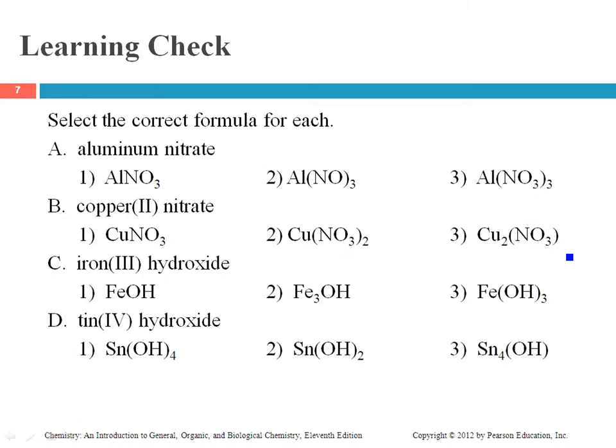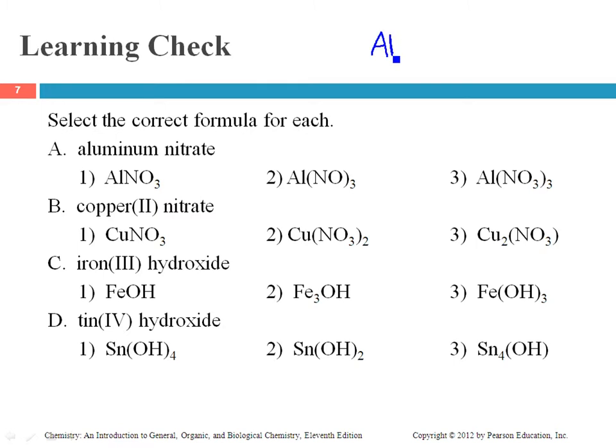Okay, so let's select the formula for each. We're given the name, and we have to write the formula. If you want to pause and work these out, and then pick me back up, you can. But if not, we're going to go ahead and get going. First thing, I'm going to use the shortcut way. That's what I was taught in school, so I'm going to use the swapping of the charges for writing formulas.